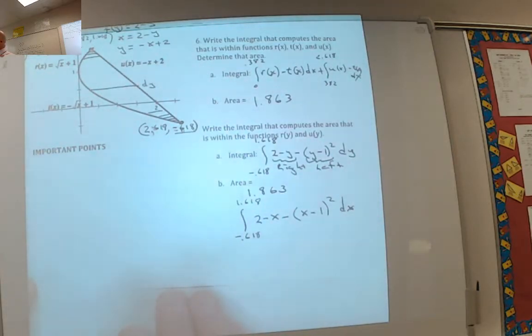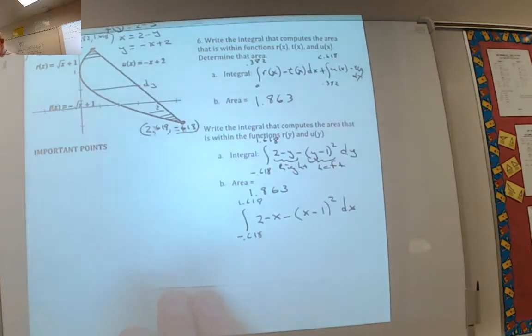Some people are doing it on your calculators. Did you do it? Well, did you get the same answer? All right. Some important points.